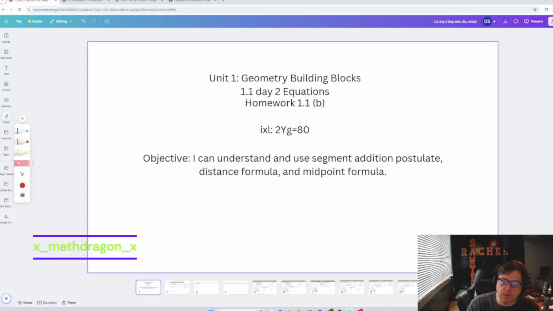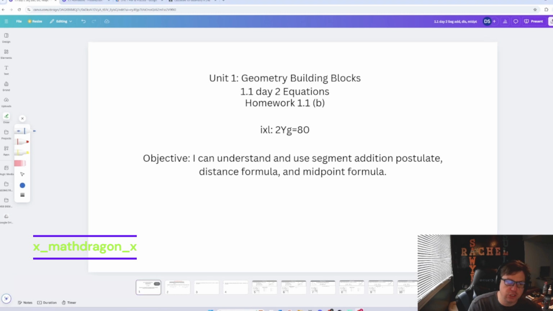Okay, today we're going to talk about 1.1 day 2, which is a couple of equations. The first one is using the segment addition postulate. The second one's going to be distance formula, and then the third one's going to be the midpoint formula.